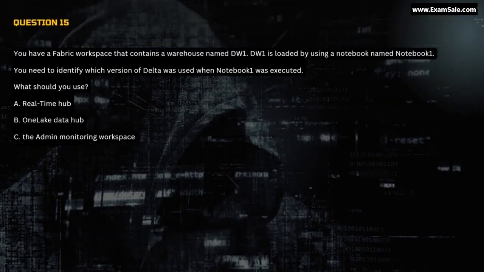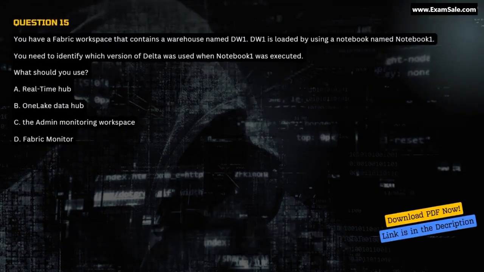Question 15. You have a Fabric workspace that contains a warehouse named DW1. DW1 is loaded by using a notebook named Notebook 1. You need to identify which version of Delta was used when Notebook 1 was executed.